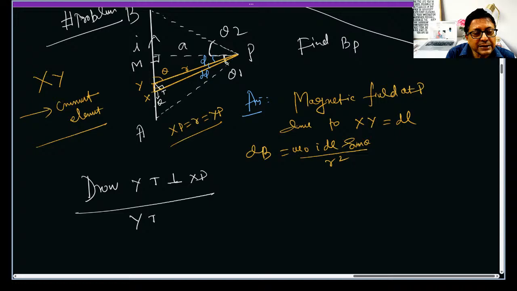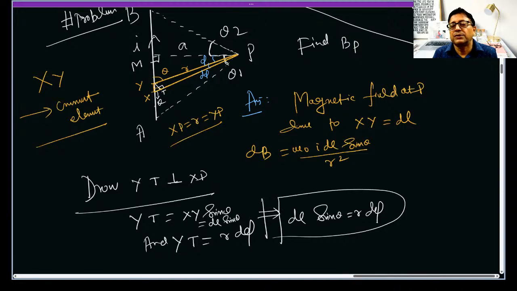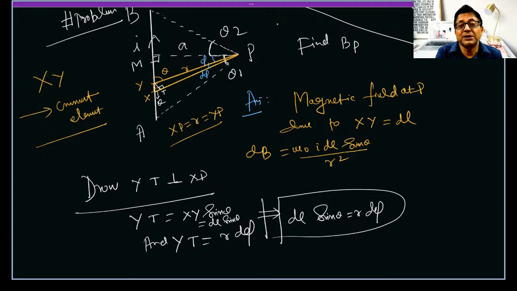So yt equal to xy sin theta, and yt can also be written, because it is small, as r d phi. So these two imply that dl sin theta equals r d phi. This is one step. We found dl sin theta in terms of r d phi, but r is a variable quantity. Let us express that also in terms of phi.